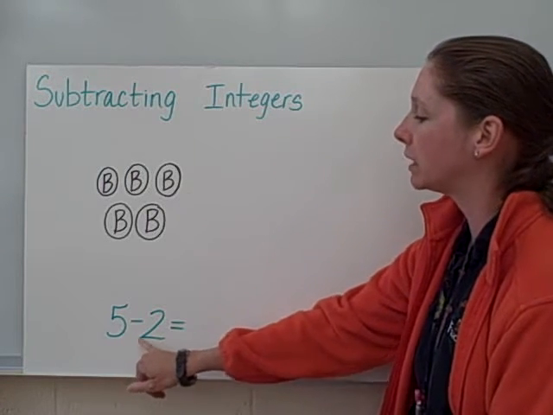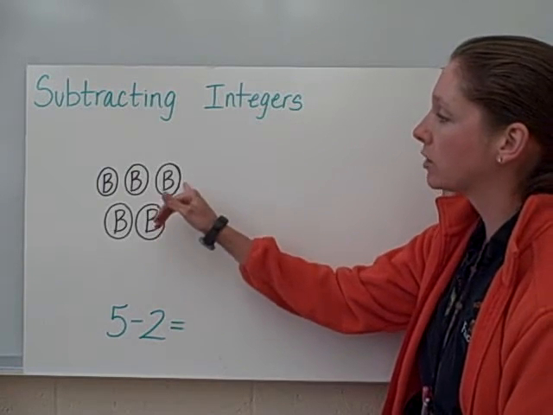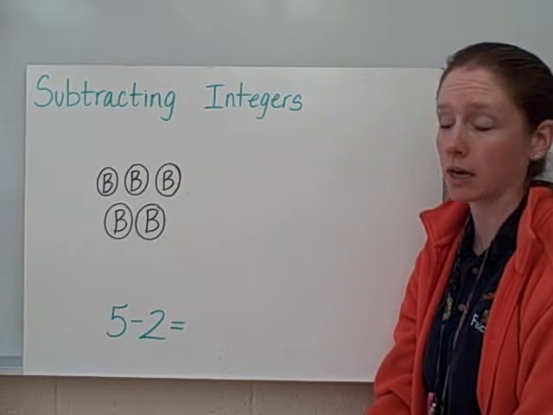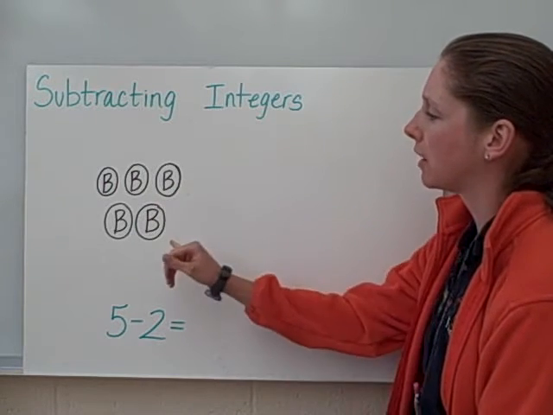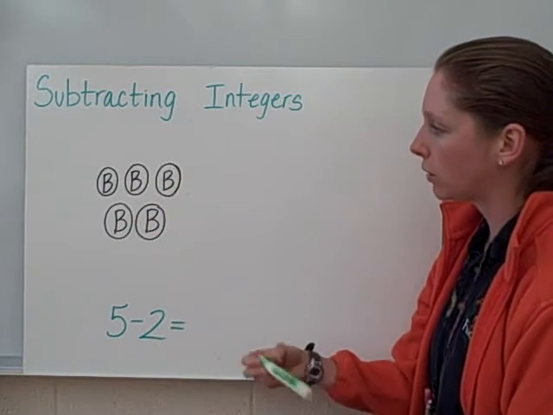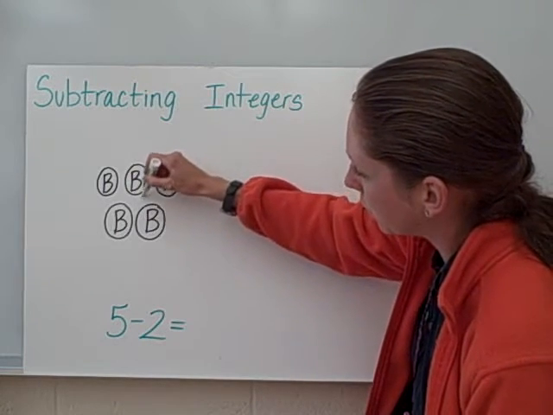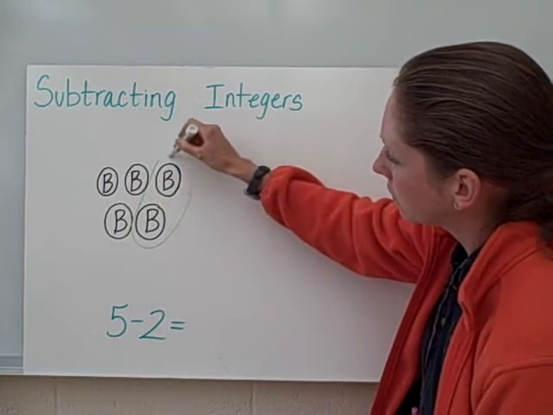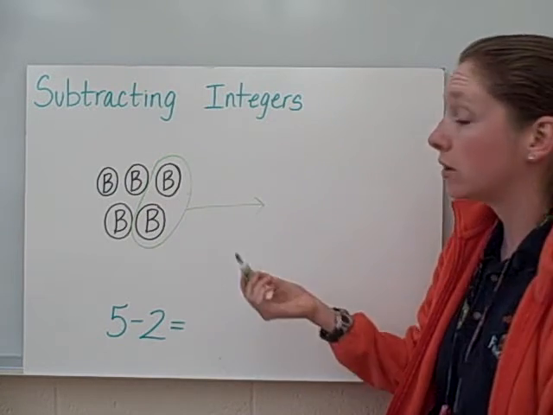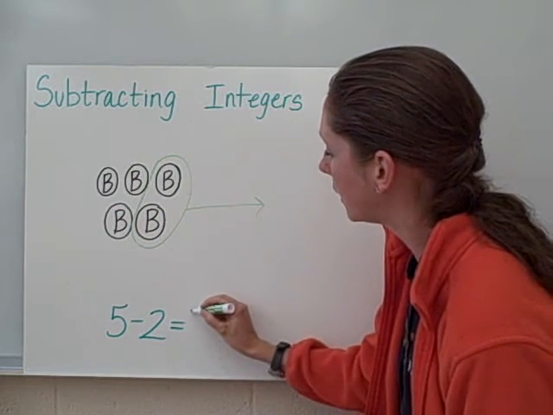So 5 minus 2. Remember we talked about in our last video that every black chip represents a positive 1, and remember red chips are negative 1. So let's imagine that we have 5 black chips. We're going to take away 2. So when we take away 2, we're going to do it just like this on our board. So imagine 2 chips leaving. So now we've got 3 left. 1, 2, 3. Our answer is 3.